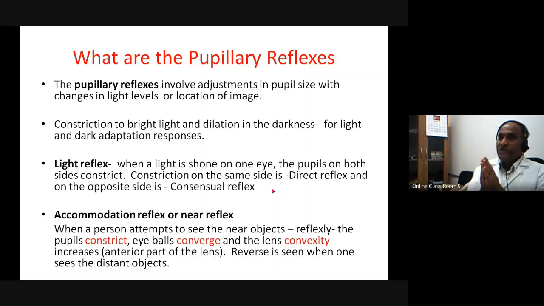I repeat again, when a person attempts to see the near objects, reflexly the pupils constrict, the eyeballs converge, and the lens bulges or increases the convexity. And the reverse happens when you attempt to see the distant objects. So this is known as accommodation reflex, and it involves a number of pathways, number of neural elements along with the visual pathway. Okay, let us move on to the next part.